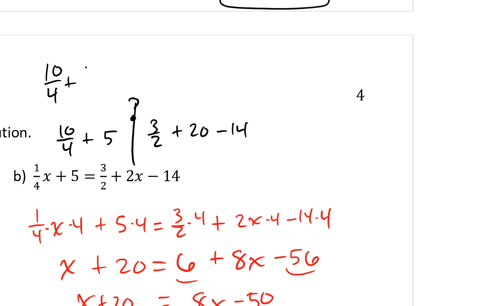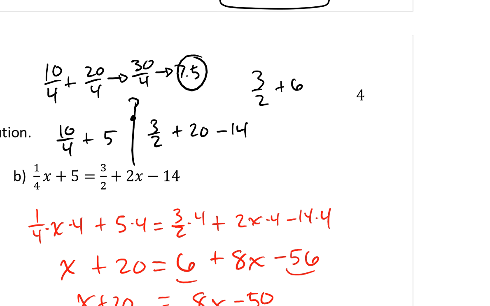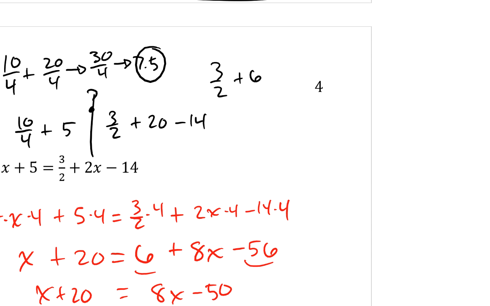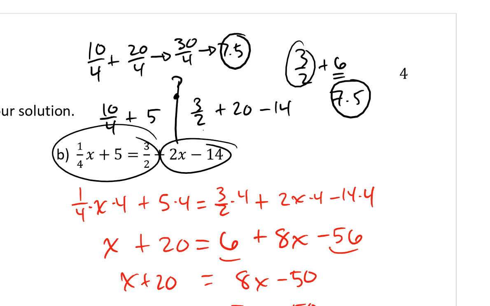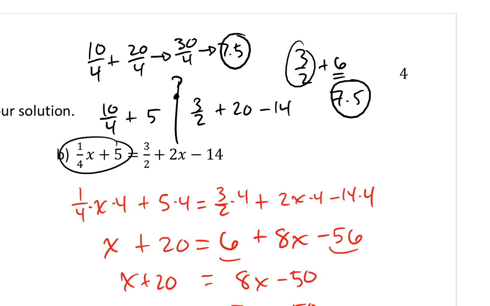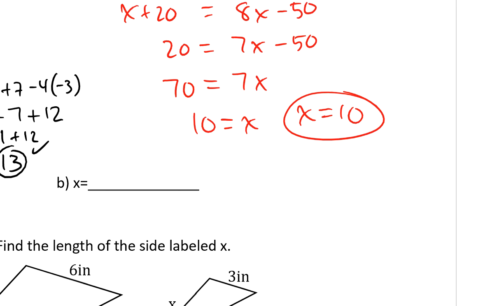plus, if I want that to be fourths, it would be 20 fourths. So I end up getting 30 fourths on this side, which is 7.5. And on the other side, I've got 20 minus 14, which is 6. So this is 3 halves plus 6. Well, 3 halves is 1.5. And when I combine 1.5 and 6, I do get 7.5. So when x is equal to 10, both this left hand side and this right hand side were both equal to 7.5. So this is definitely the solution. So x must be 10.